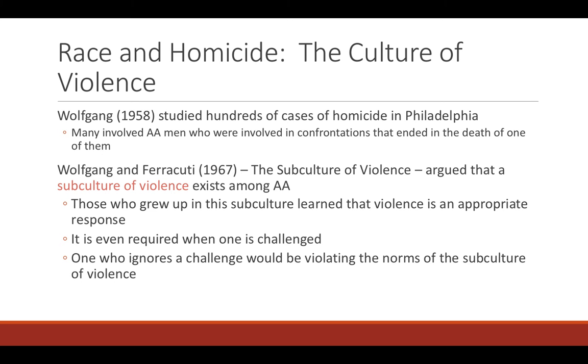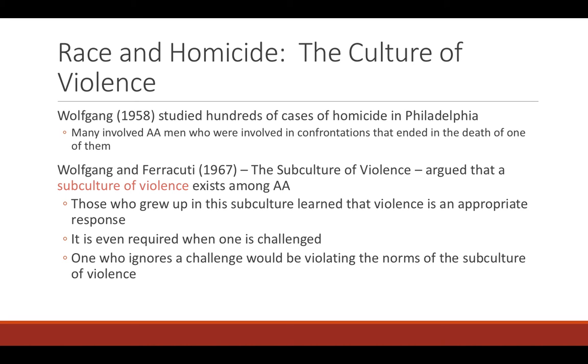Wolfgang also studied hundreds of cases of homicide in Philadelphia and found that many of them involved black men who were involved in confrontations that ended in the death of one of them. Wolfgang later followed this up with a study with Ferracuti where they talk about what's called the subculture of violence. And they said that a subculture of violence exists. And in this book, they're talking more about this existing amongst African Americans, but this has been talked about in terms of other groups as well.